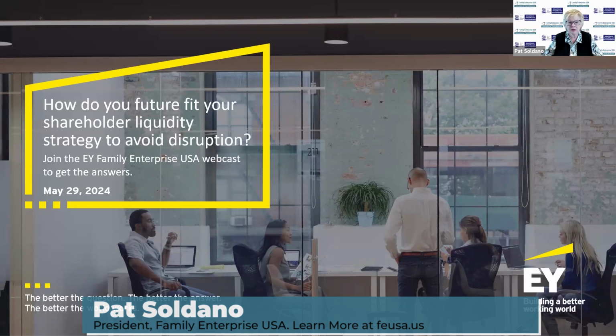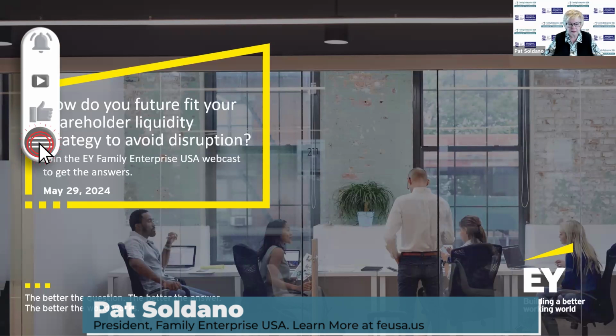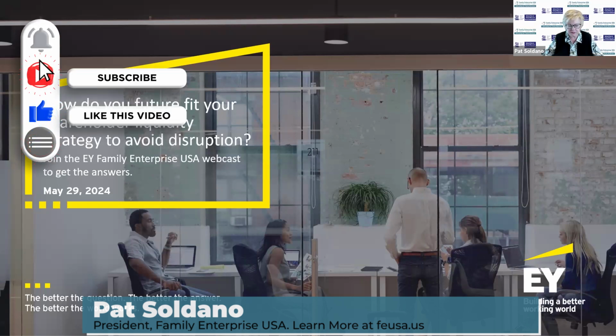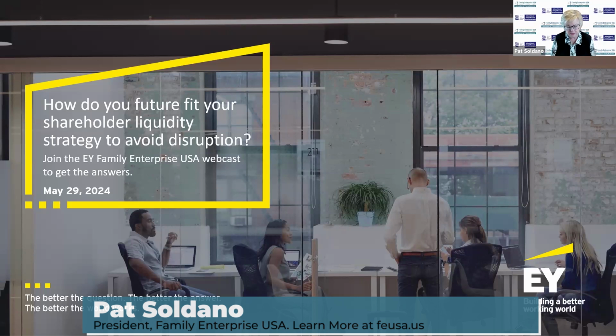The title of this webinar is How Do You Future Fit Your Shareholders' Liquidity Strategy to Avoid Disruption? This topic is one of the biggest disruptions of family-owned companies: this lack of clarity regarding shareholder liquidity. This webcast will examine leading practices for creating a liquidity strategy and plan that balances the short-term and the long-term capital needs of your business and your family as they continue to grow. The webcast will cover common liquidity alternatives and options, the design of a dividend policy, and financial modeling required to support the elements of a shareholder liquidity plan.